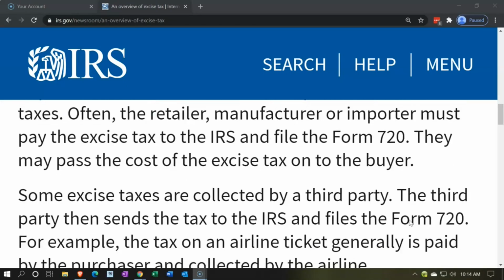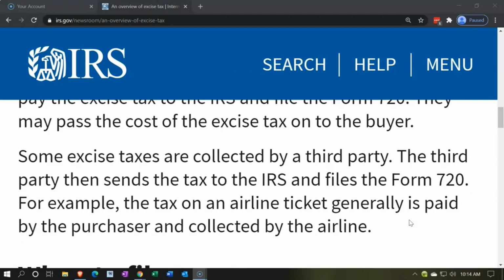Some excise taxes are collected by a third party. The third party then sends the tax to the IRS and files the Form 720. For example, the tax on an airline ticket generally is paid by the purchaser and collected by the airline.